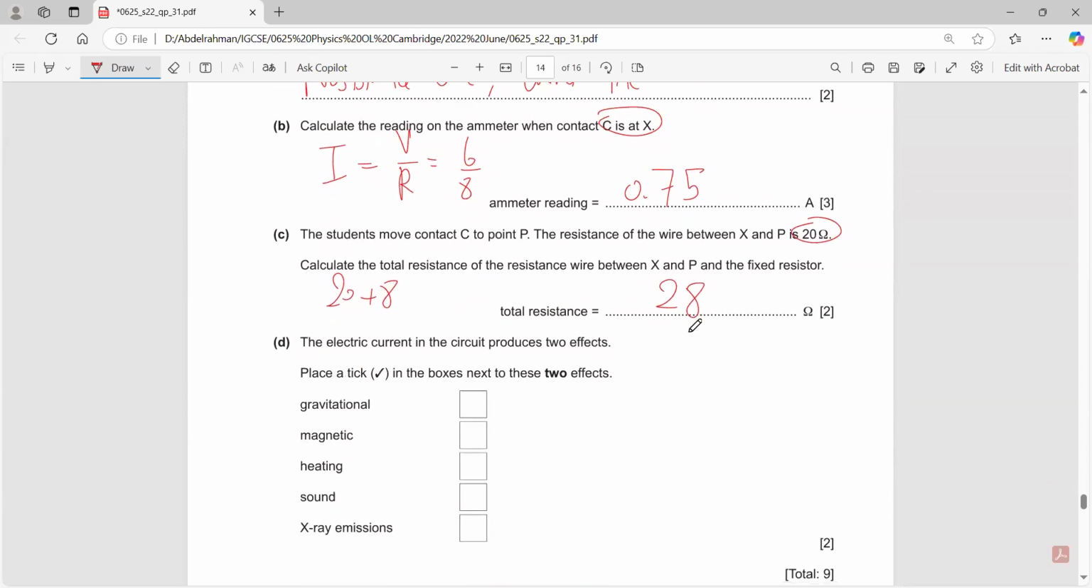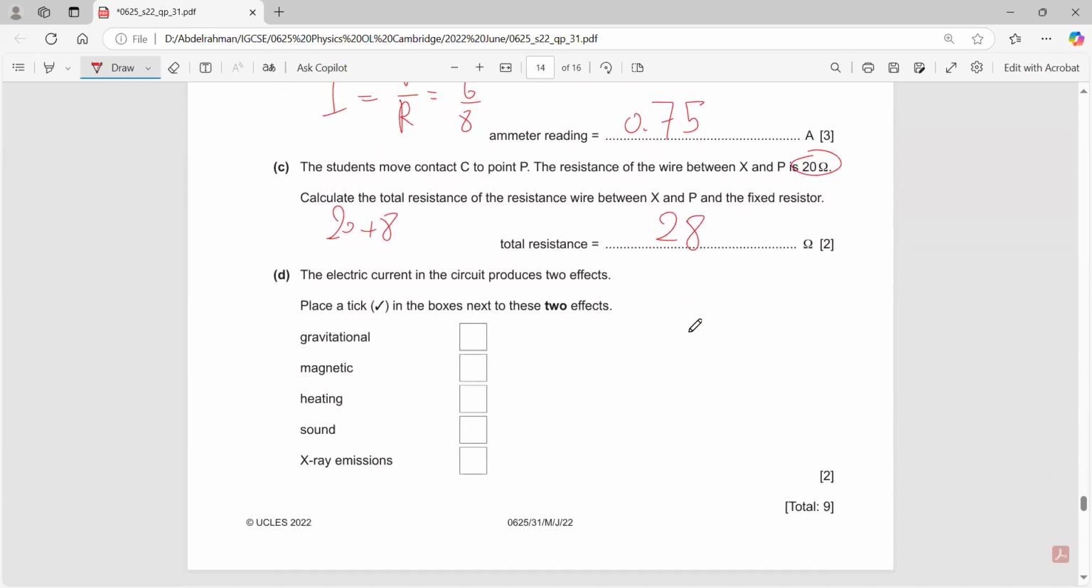The electric current in the circuit produces two effects. What are these two effects? Place a tick in the boxes next to these two effects. Does anyone know what these two effects are? Electric current creates a magnetic field. Yes, it does create a magnetic field. We said the magnetic field should be around the wire.